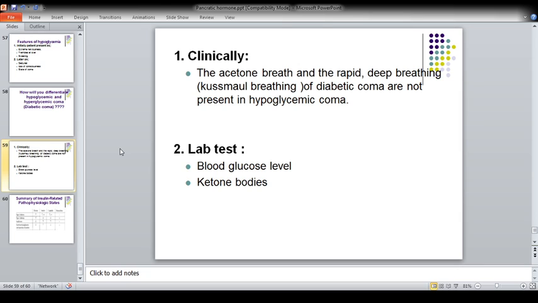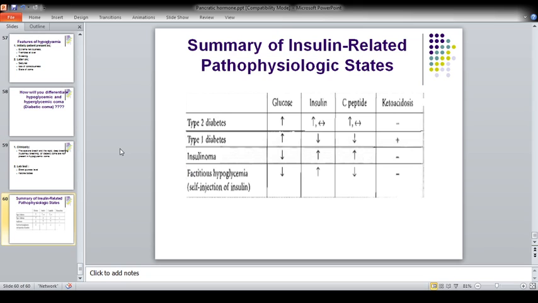Moreover, we can conduct lab tests, the blood glucose level and the ketone bodies. Ketone bodies are only present in hyperglycemic patient, they are not present in hypoglycemic. Moreover, blood glucose level would be increased in hyperglycemia, whereas it would be decreased in hypoglycemia.